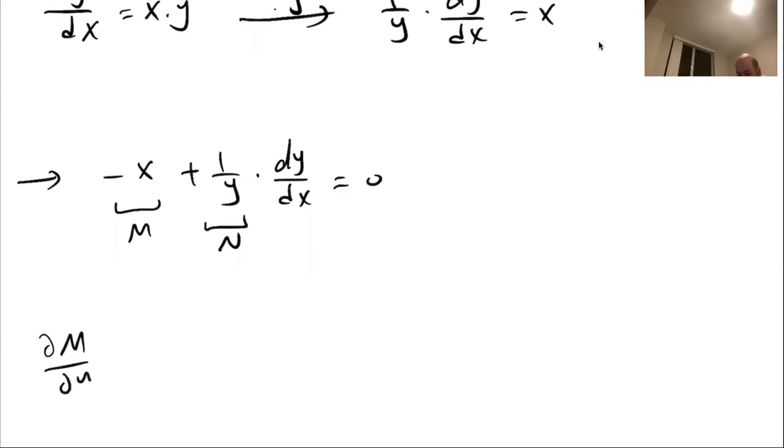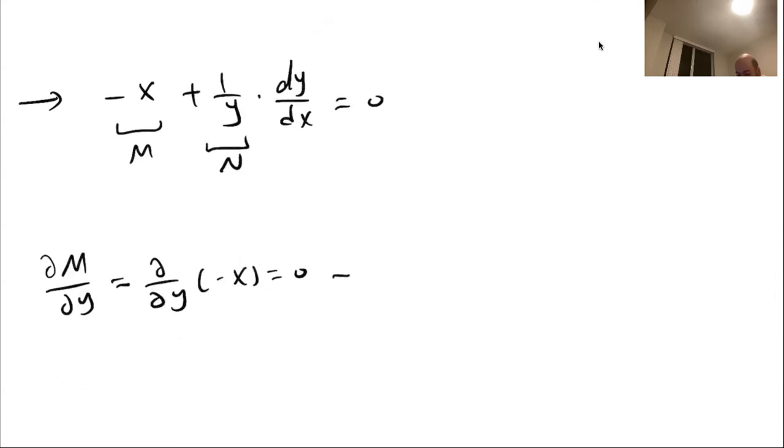dM/dy is equal to d/dy of minus x, which is 0, and this is the same as dN/dx, which is d/dx of 1 over y. So we have an exact equation.